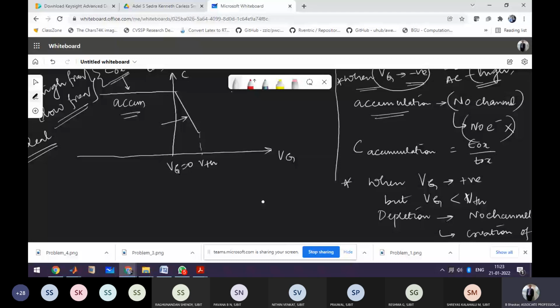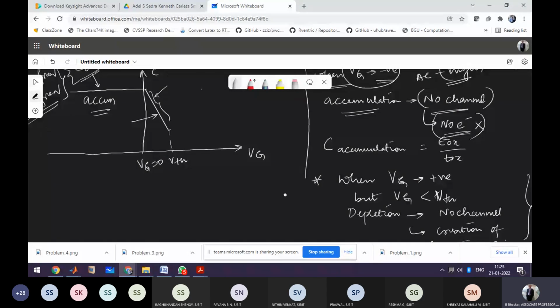So is this curve going to get affected by the low and high frequency? Somebody answer it. Same as the previous one. No channel, no electron flow. Obviously, it again remains the same. So the high and low frequency graph for CV again would remain the same. So till the threshold voltage, no effect.